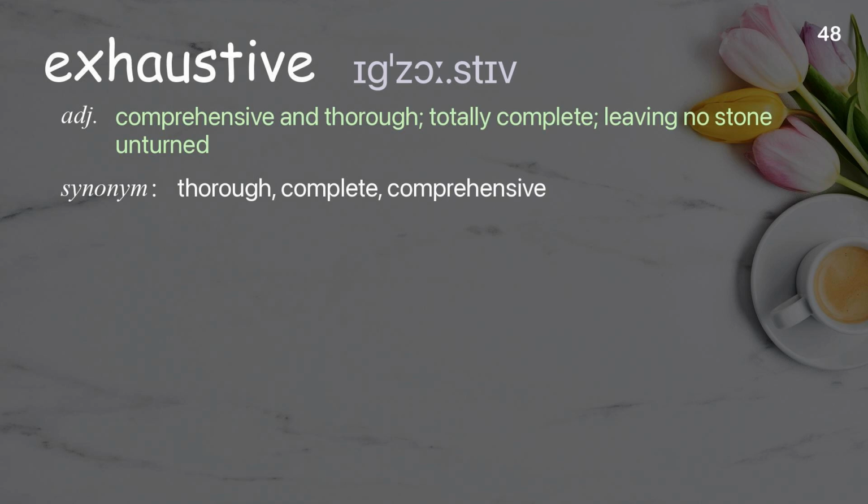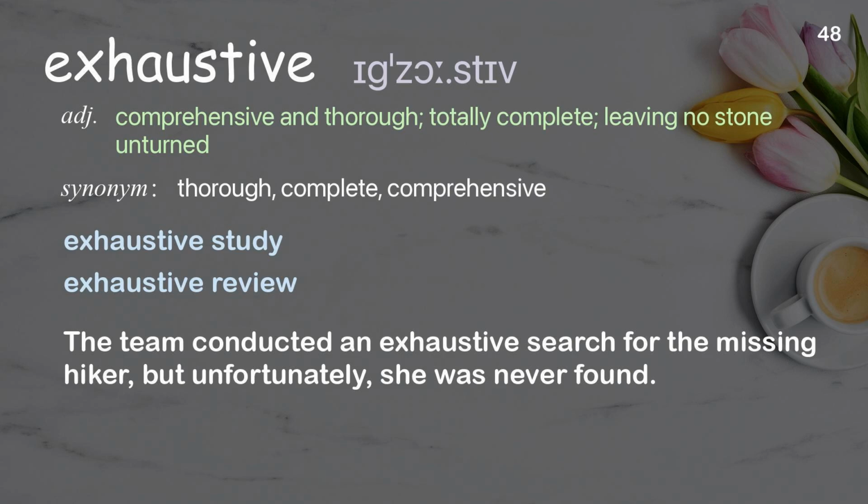Exhaustive. Comprehensive and thorough, totally complete, leaving no stone unturned. Examples: Exhaustive study. Exhaustive review. The team conducted an exhaustive search for the missing hiker, but unfortunately, she was never found.